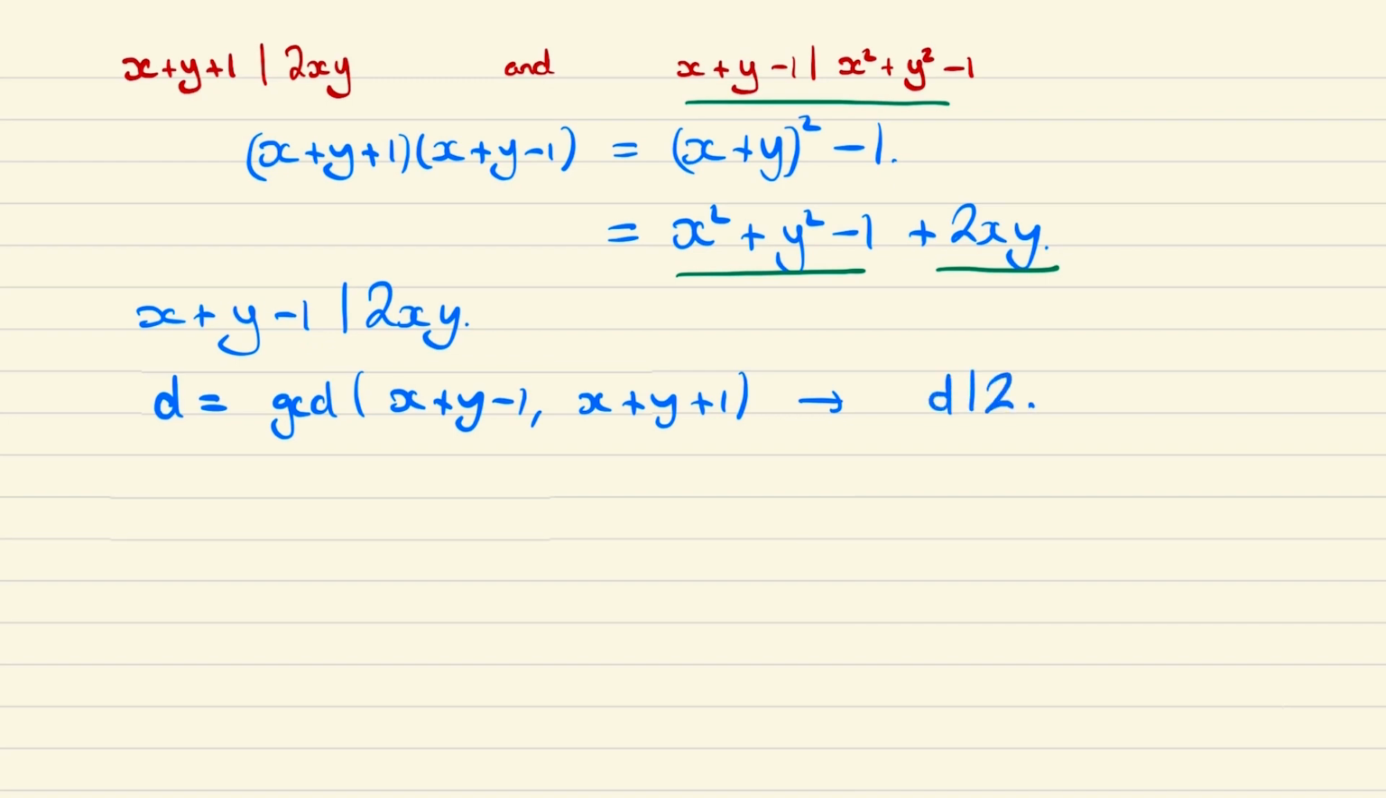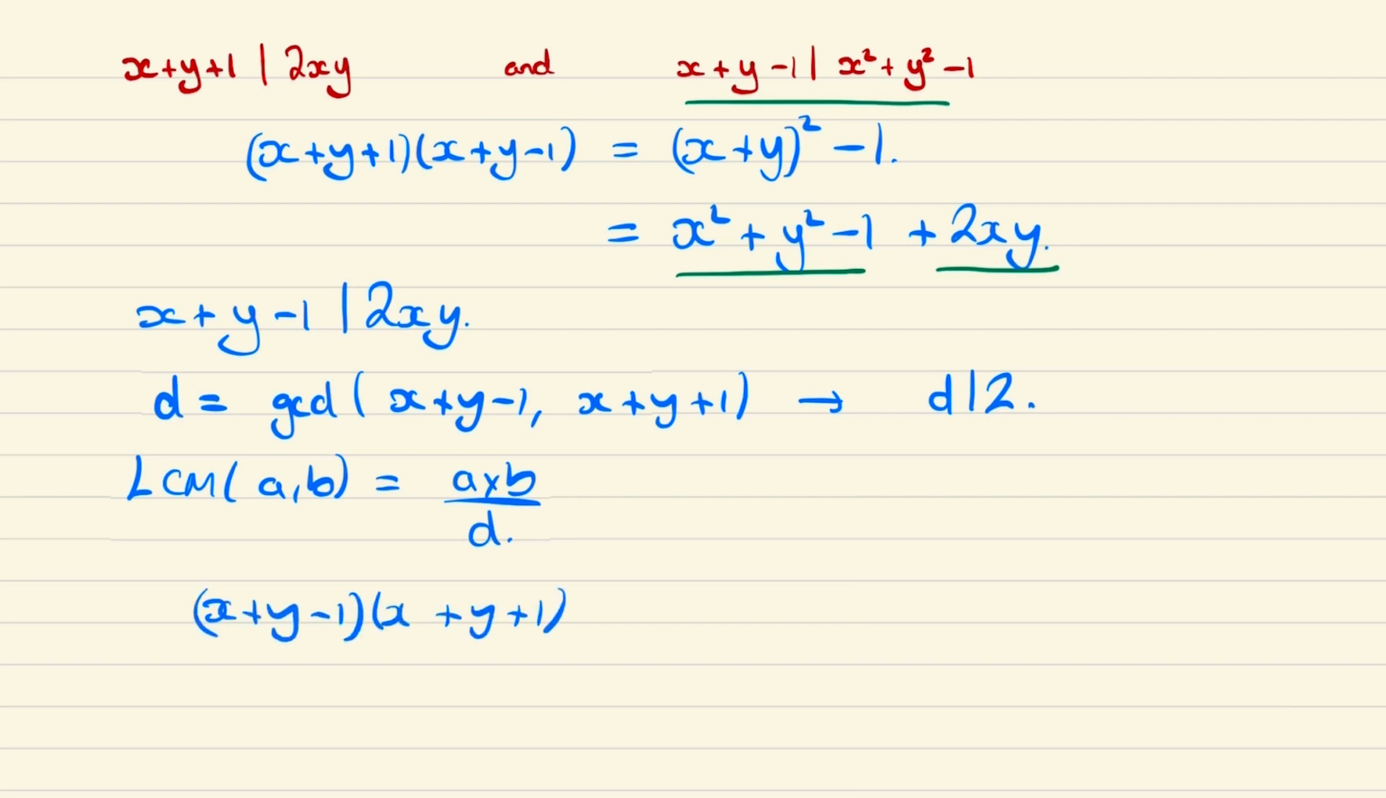Now, by the fact that the lowest common multiple of any two numbers can be written as the product of these two numbers divided by their greatest common divisor, then we can infer that the product of x add y minus 1 and x add y plus 1 must be smaller than or equal to 4xy.